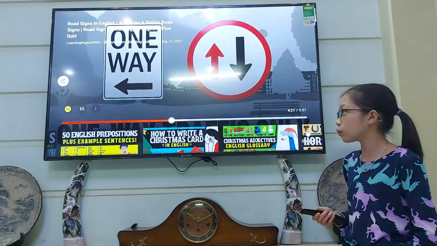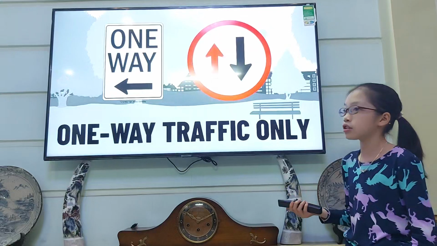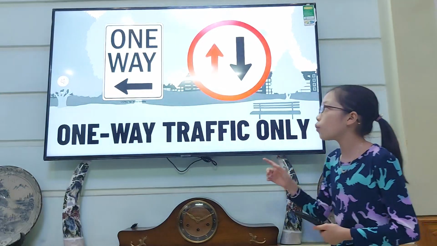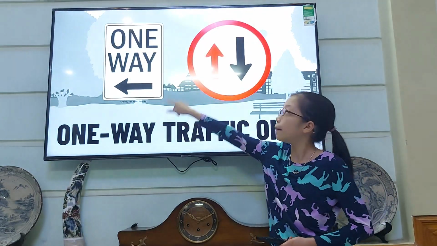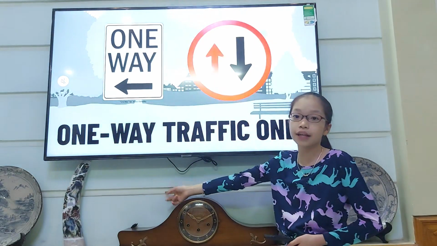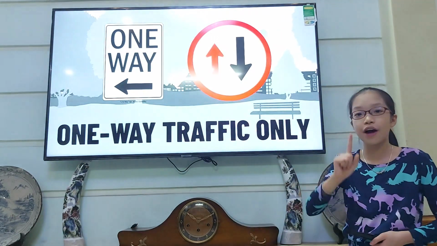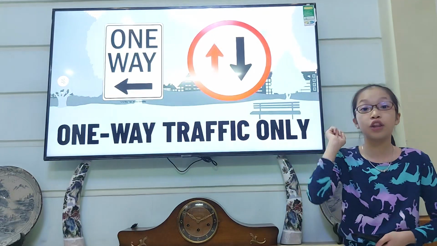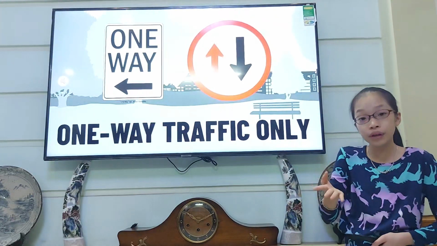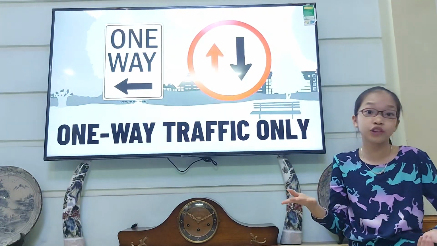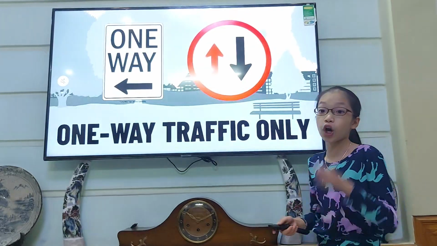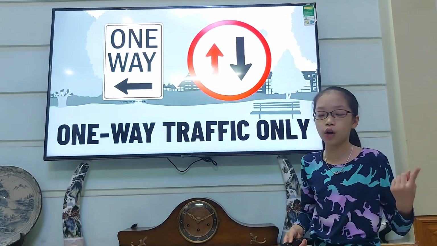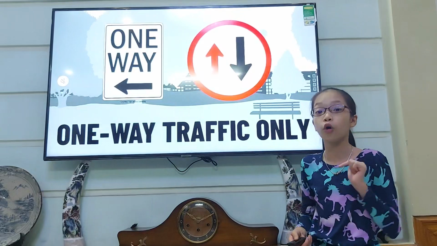Next, we only got one-way traffic. So there are actually two kinds of signs. One only shows you the word, but this one is more difficult and you have to know. Just one-way traffic, you can't go the other way, just this way. And if you go there, then maybe you'll be in trouble. So one-way traffic only. You can't go the other way, just this way only.